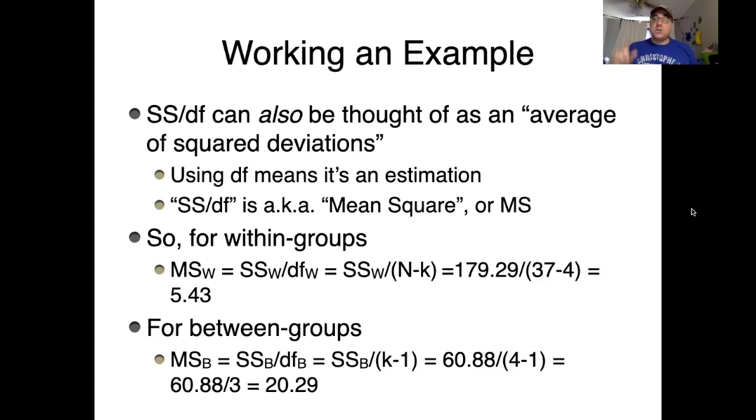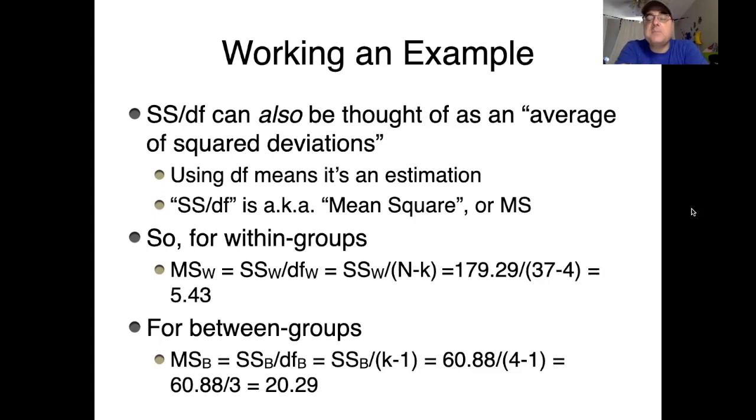Okay? So when you take the sum of squares between and you put it over the degrees of freedom between to get a mean amount of difference that you're working with, that's no longer called a variance, that's called a mean square. Mean square between. Same thing for within. You take the sum of squares within, you put it over the degrees of freedom within, and now you have the mean squared within. Within, being the error term, can also be called mean squared error.